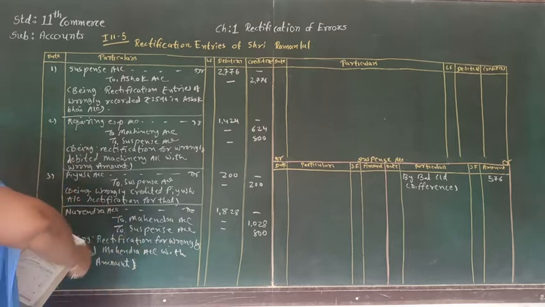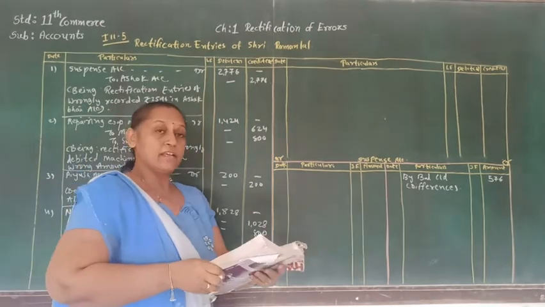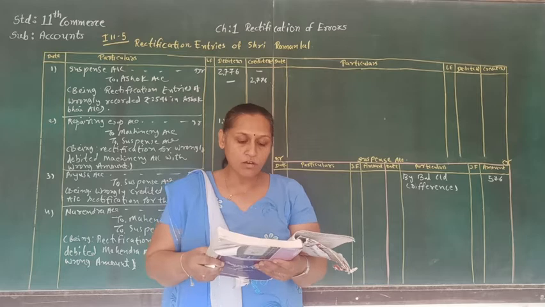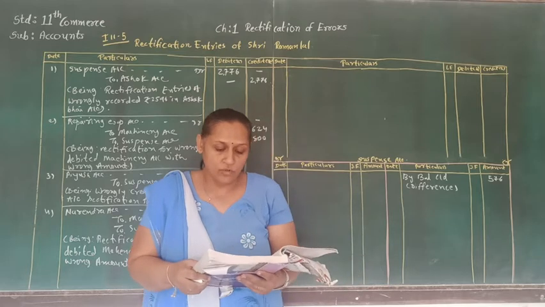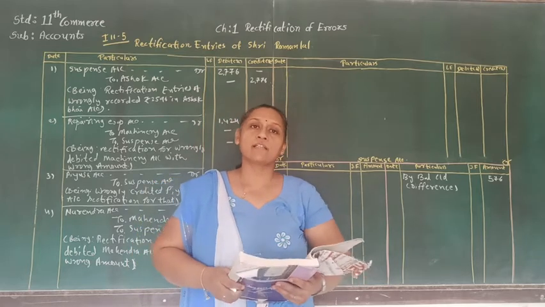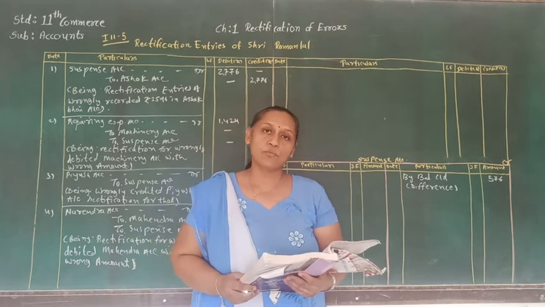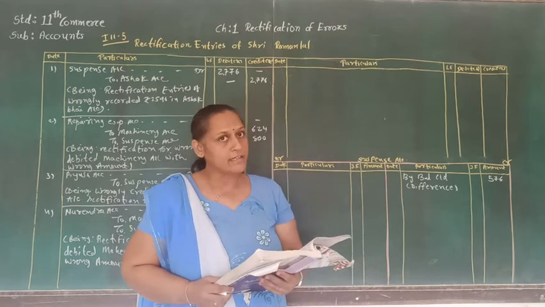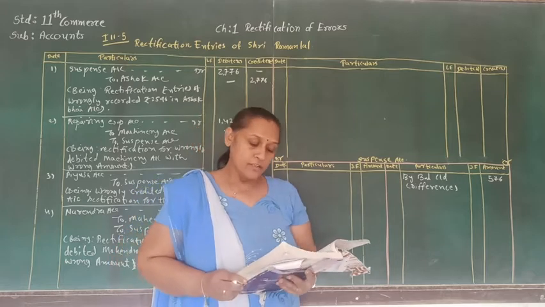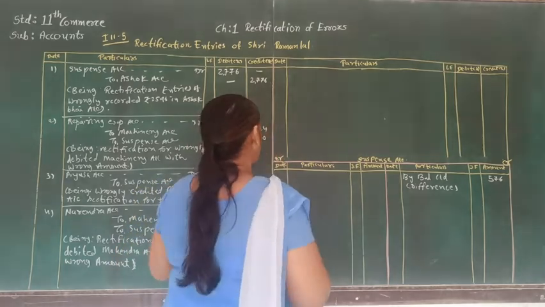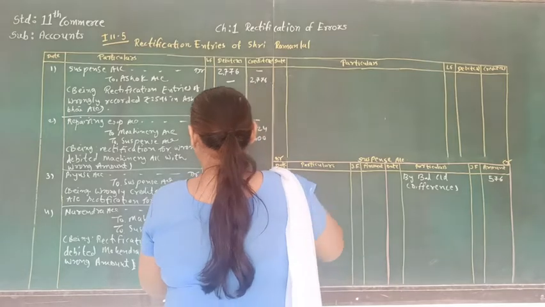Now let's see the fifth transaction. Total of purchase book is under-cast by 400. So if it is under-cast, that means purchase account is supposed to be debited and suspense account is supposed to be credited. So here our journal entry will be purchase account debit to suspense account. Let's pass that journal entry, fifth number.